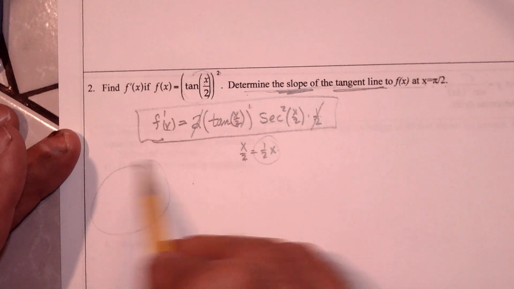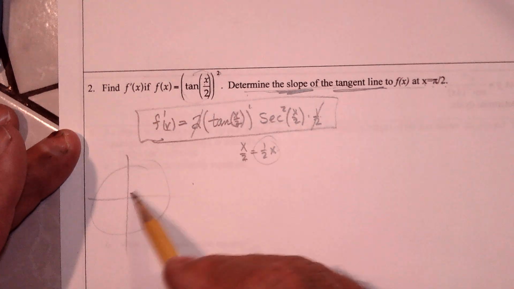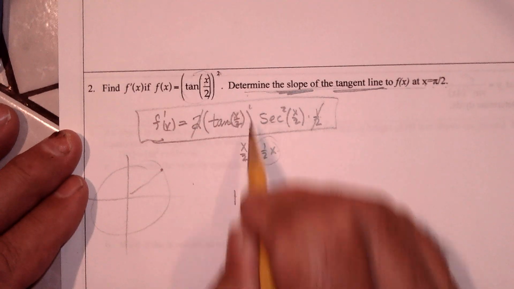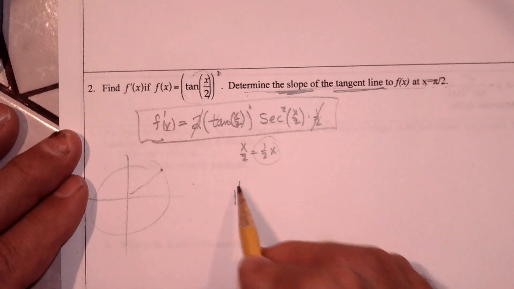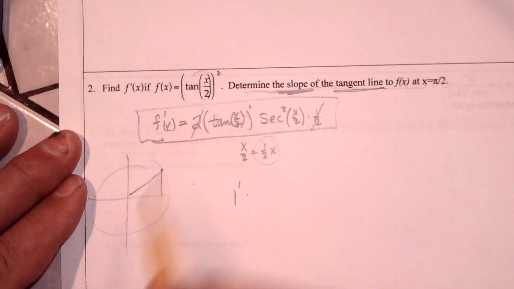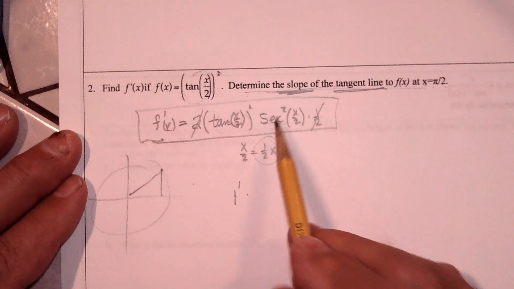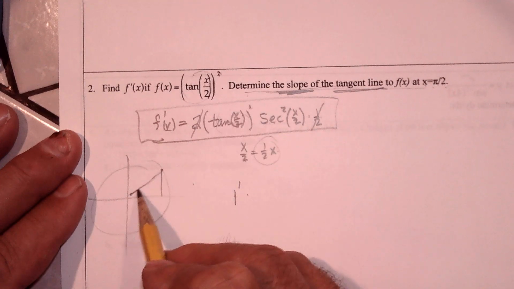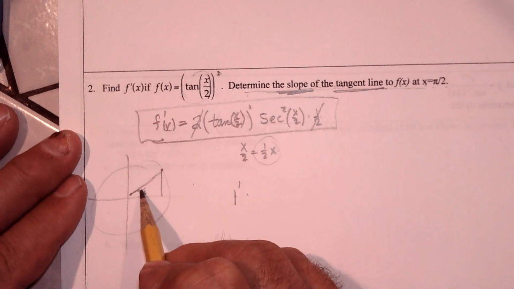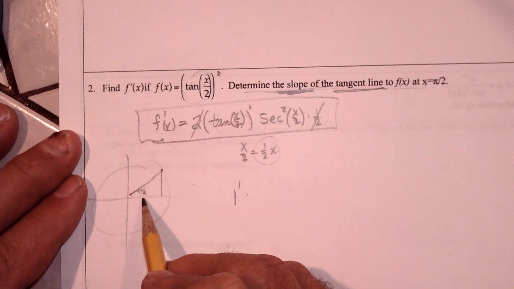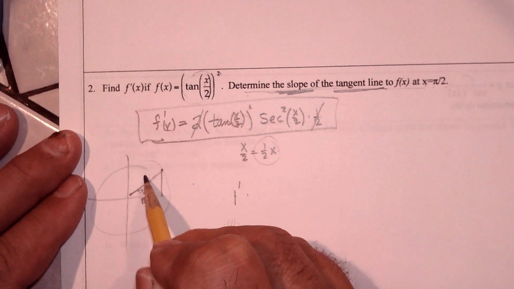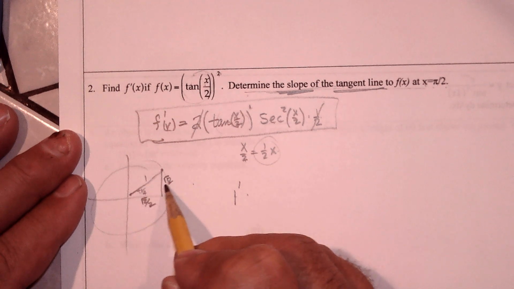And at pi over 4, the tangent is 1. So we have 1 to the 1 times secant. Secant is the reciprocal of cosine. And at pi over 4, because it's pi over 2 cut in half, the cosine and the sine are both square root of 2 over 2 when the hypotenuse is 1.